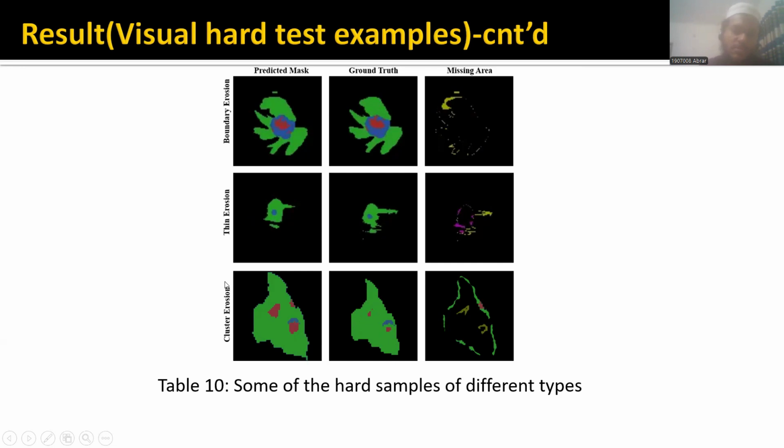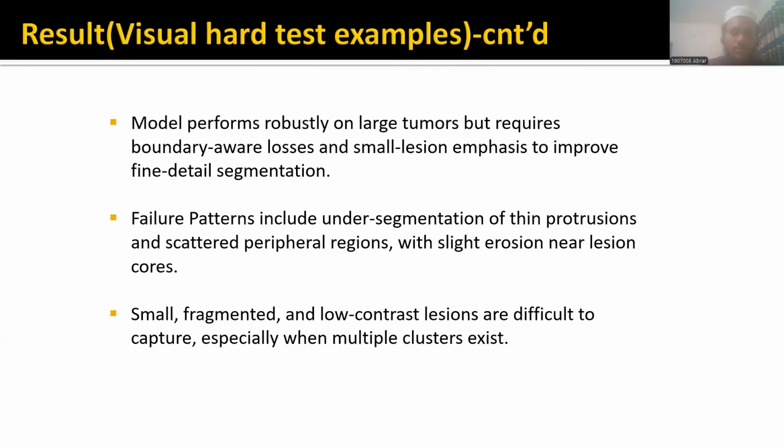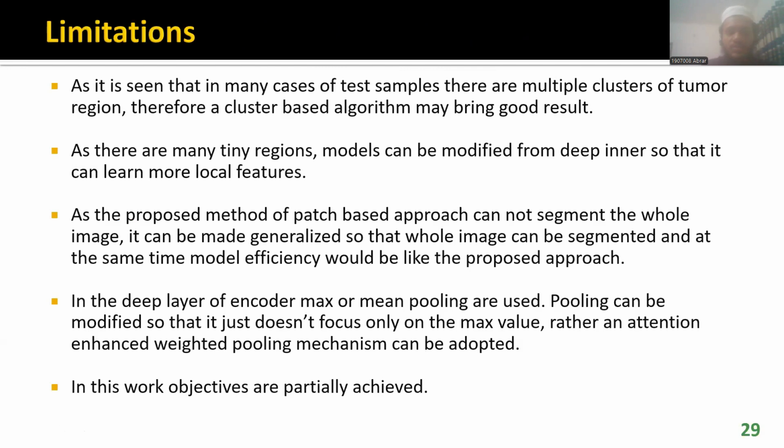So we can see that one of the main weaknesses of all the existing solutions is detecting these tiny regions, as we have shown in the thin erosion types and the cluster erosion types. These are one of the major weaknesses of all the existing models. So these are the areas where more work and more effort can be given. These are the things that I have just said. So these are the limitations.